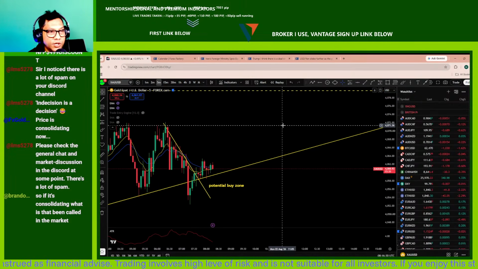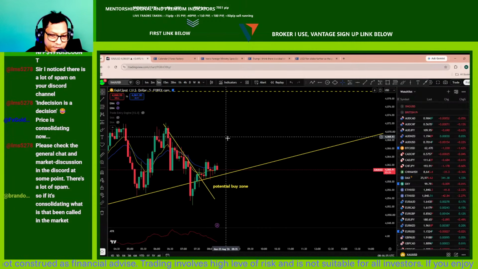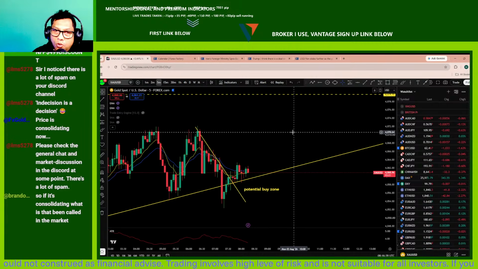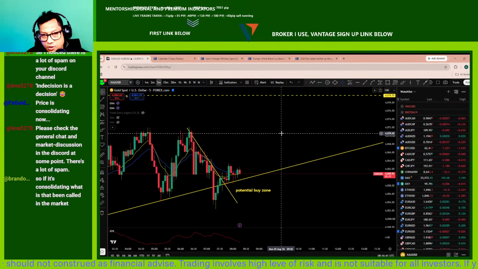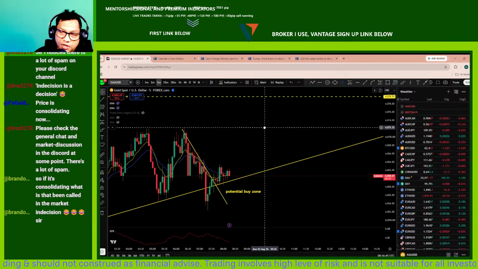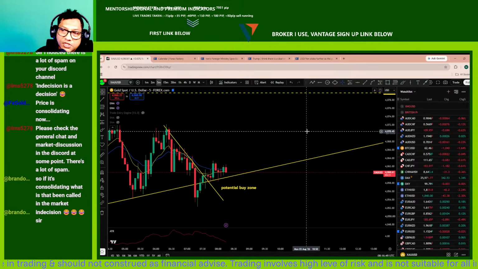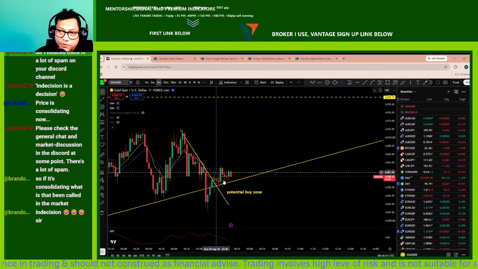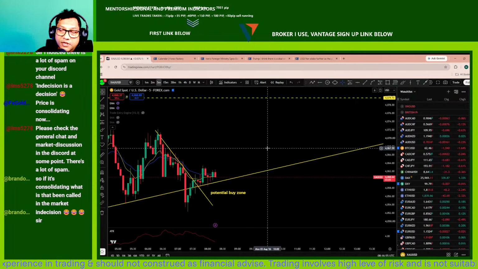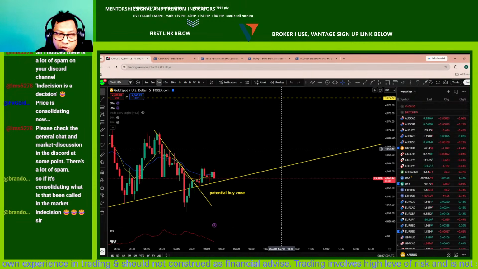Consolidation means accumulation, and then distribution. Accumulation, expansion, distribution. Now there are some reasons for the consolidation. The market usually consolidates the majority of the time. Most of the time the market moves sideways, and the reason it consolidates is to gather liquidity.